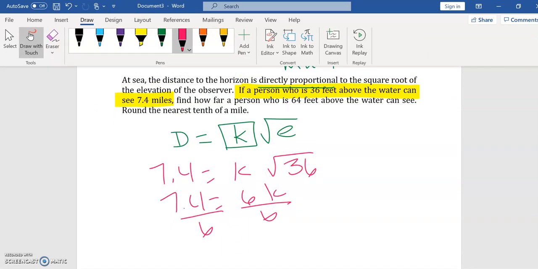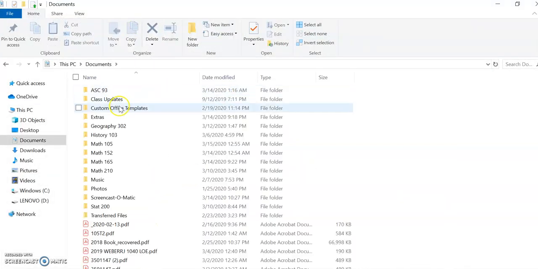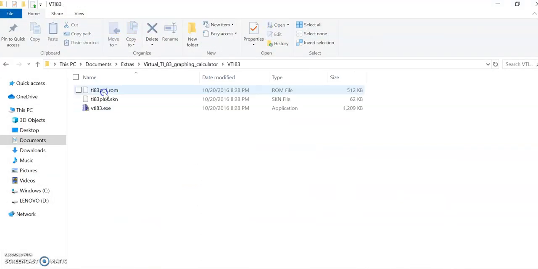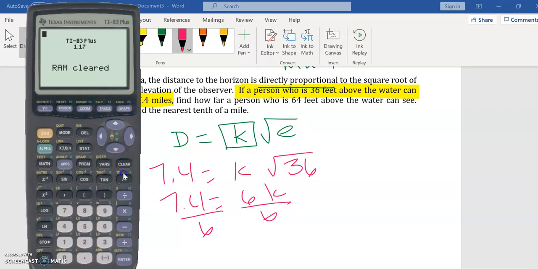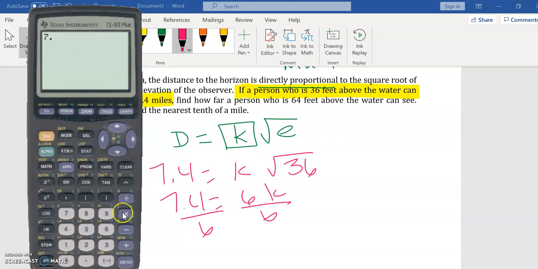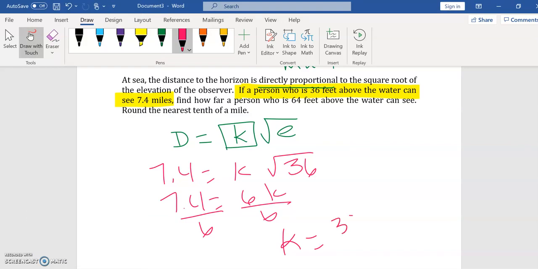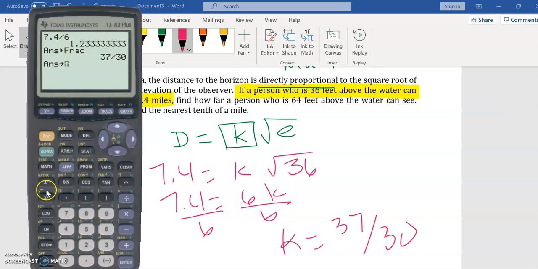I want to talk about that I don't ever round, mainly because I don't want to over round, and so I would rather not round at all. So I'm going to get 7.4 divided by 6, and remember you can change this back to a fraction, and so this k is 37/30ths. I often also simply just leave it in my calculator. So in this case, 7.4 divided by 6, and this is what I'm going to work with.